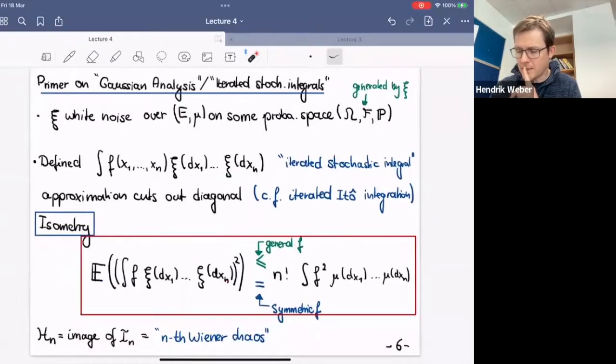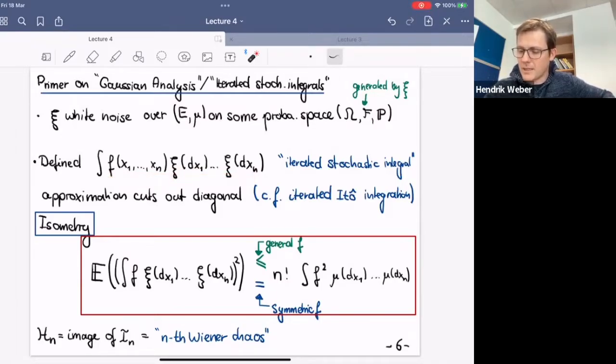So then what we did yesterday in the analysis of these things is I did a quick primer on Gaussian analysis or iterated stochastic integrals. So I reminded you, we put ourselves in the framework. This is really just a bit of background material on Gaussian probability spaces and stuff that's useful there. So I had this notion of a white noise, which is defined over some measure space and defined on some probability space.